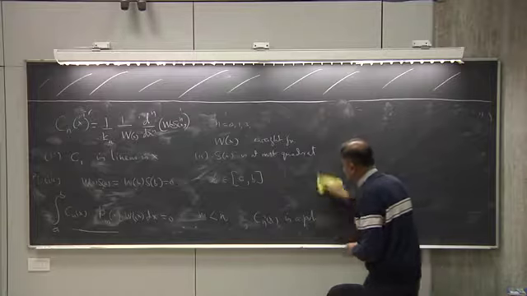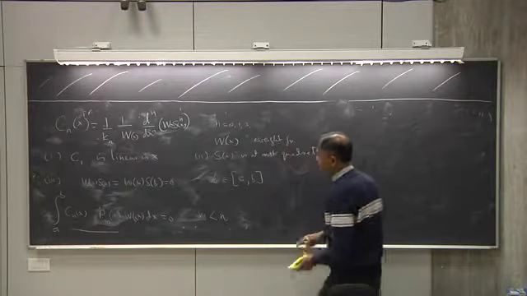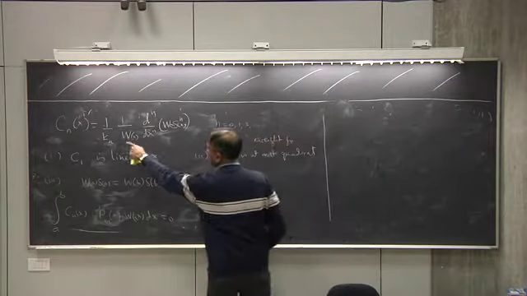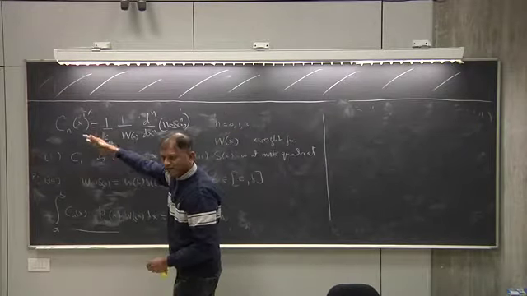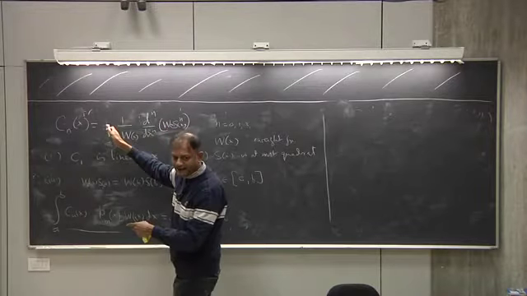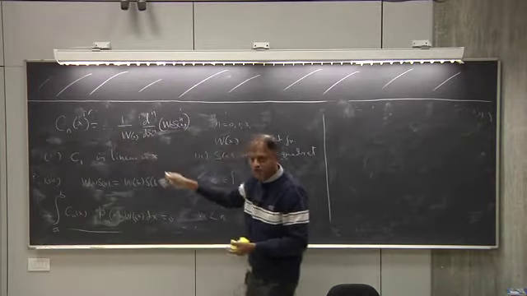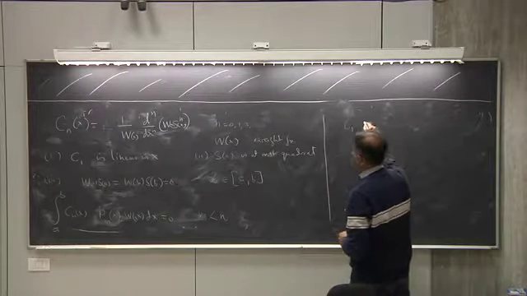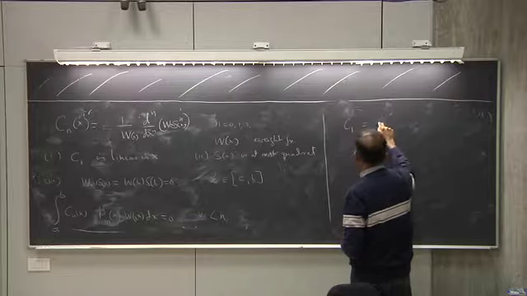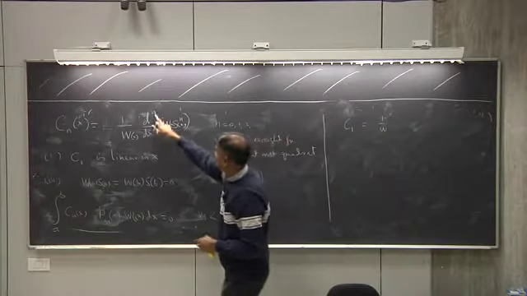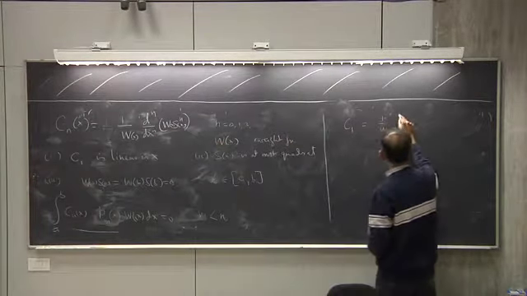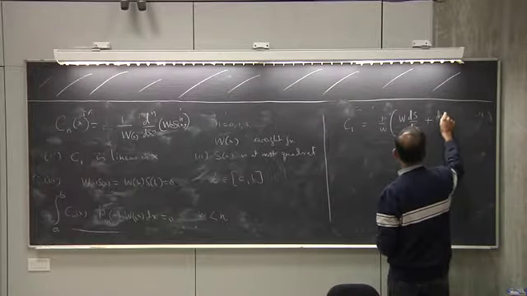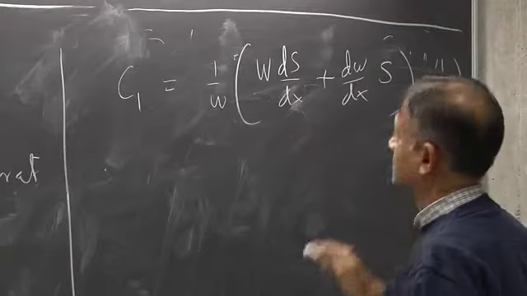Okay, so let's analyze these conditions. First of all, let's look at the C1 condition. Let's forget this Kn for the moment, because we'll put it in at the end, some convenient choice of constants. So C1 is simply 1 over W, and I just take one derivative, n is 1. So there will be two terms: W ds by dx plus dw by dx s, right?